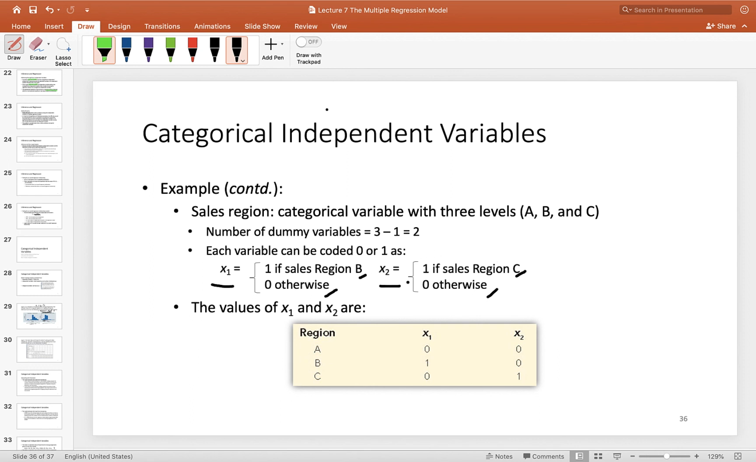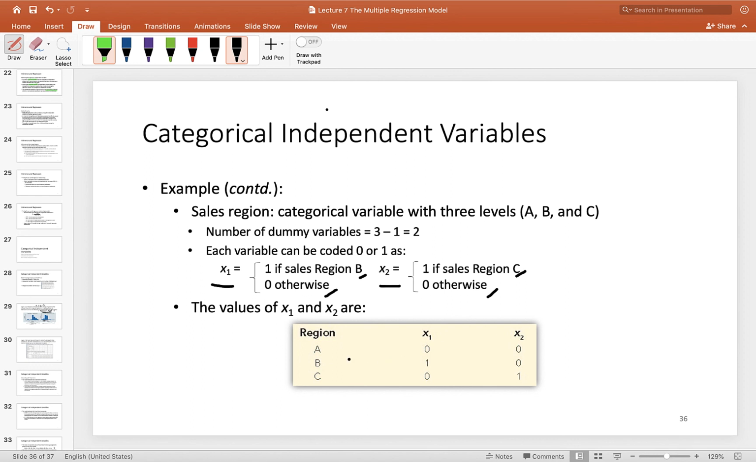So this takes care of region B and region C. What about region A? Well, what happens when I'm not in region B and I'm not in region C? It means I've got to be in region A. So when I'm in region A, x1 is going to be 0, I'm not in region B, and x2 is going to be 0, I'm not in region C. So by default, I must be in region A.